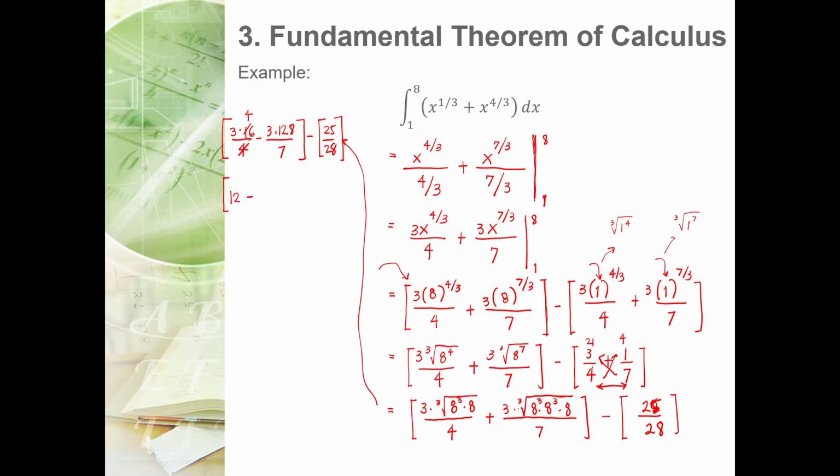So 128 divided by 7, it's not divisible, right? So what we need to do here is multiply 3 by 128. So this will be 384 over 7. Correct me if I'm wrong. Then this one is 25 over 28.